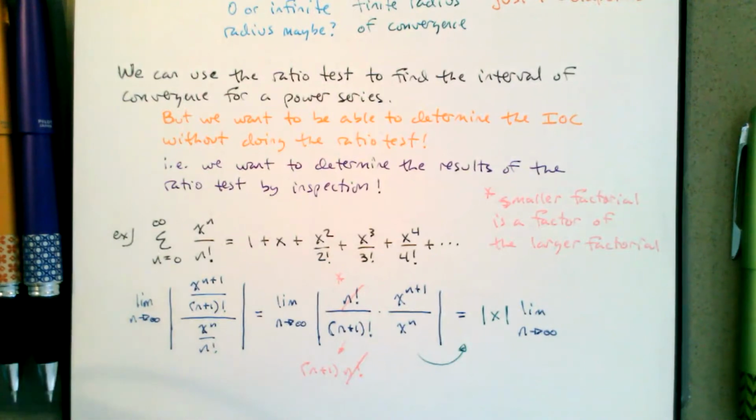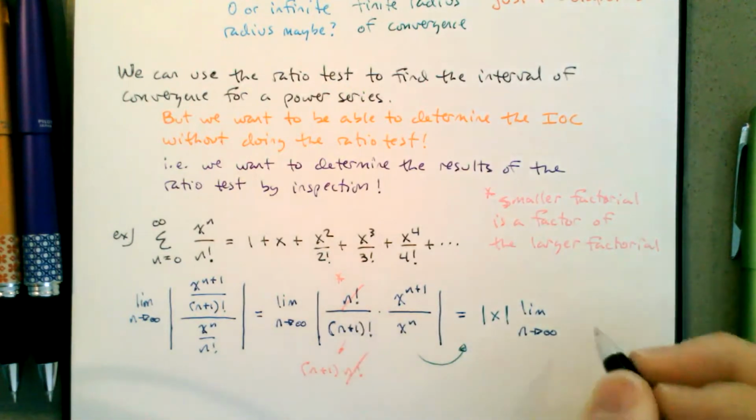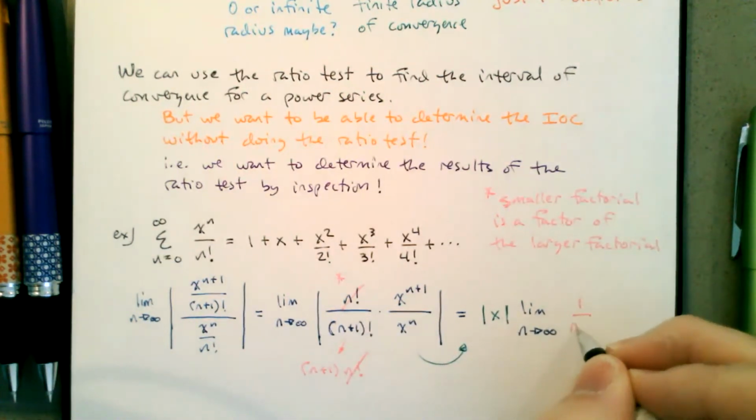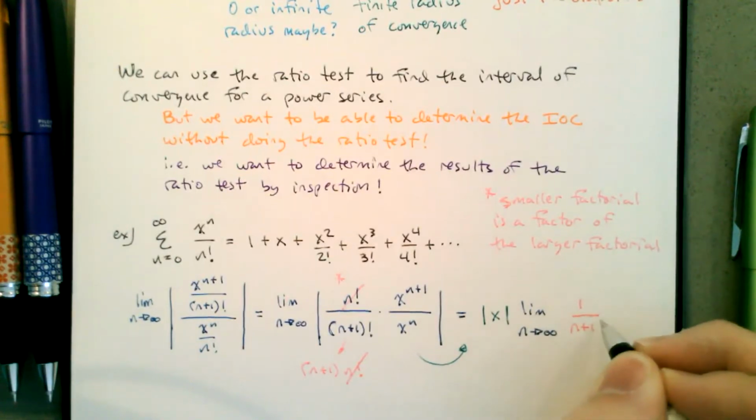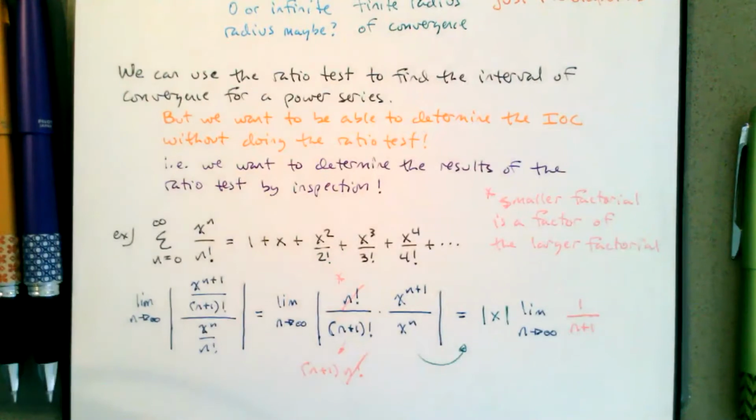So we'll have the absolute value of x, from the x to the n plus 1 over x to the n. And I take that out of the limit because it no longer involves n. And then the stuff that does involve n is just 1 over n plus 1. Since the n's are all positive, I can drop the absolute values. But now we can see that the limit from the ratio test is equal to 0 regardless of the value of x. And 0 is always less than 1. So the limit from the ratio test is always less than 1, so the power series always converges.